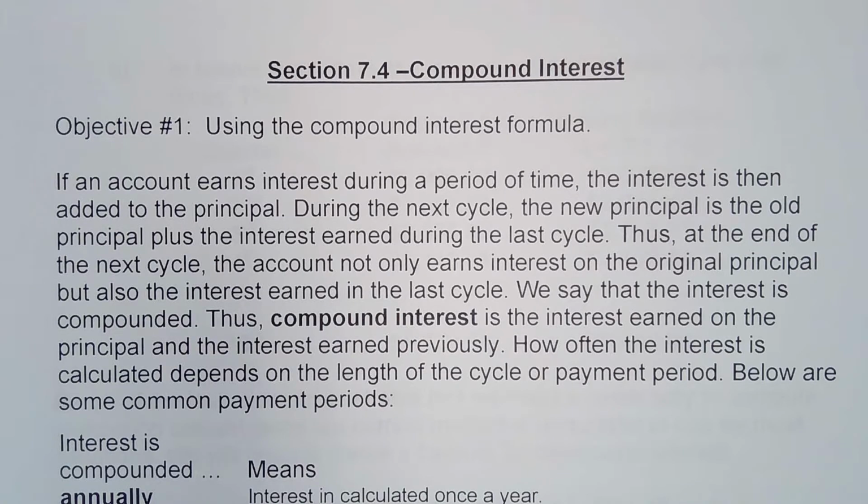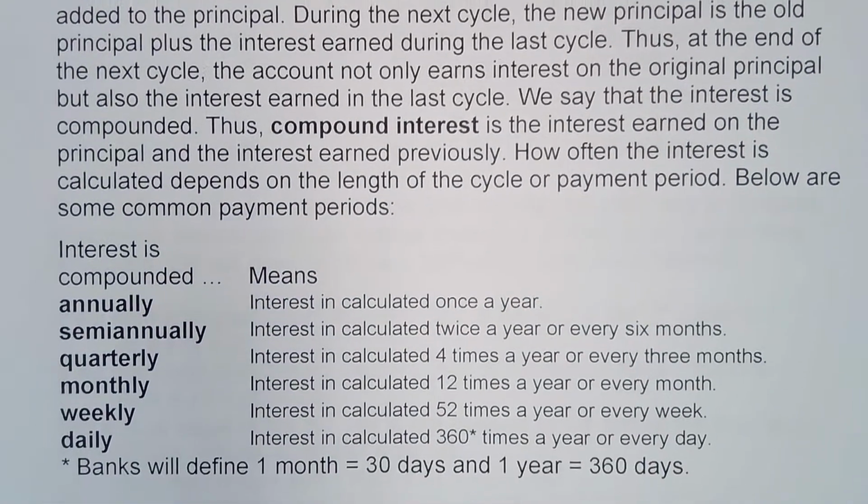We say that interest is compounded. Thus, compound interest is the interest earned on the principal and the interest earned previously. How often interest is calculated depends on the length of the cycle or payment period. Below are some common payment periods.